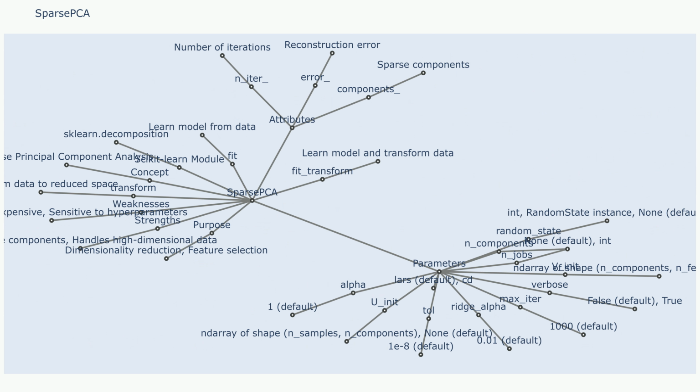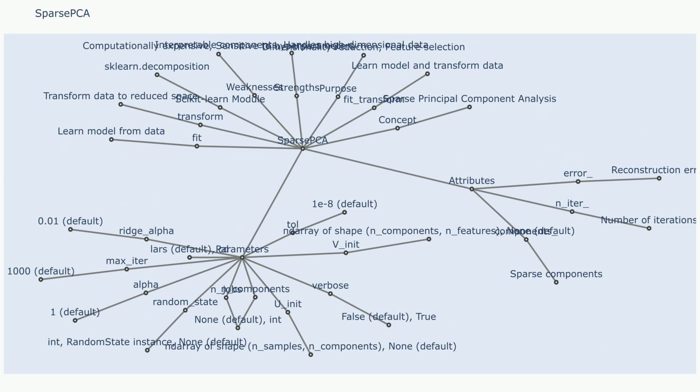Implementation with Scikit-learn. Scikit-learn provides the SparsePCA class within the decomposition module. Here's a breakdown of its key parameters and how to use it. n_components. This parameter defines the number of sparse components to extract. It corresponds to the number of new features created after dimensionality reduction. alpha. This parameter controls the sparsity level. Higher values of alpha result in sparser components.